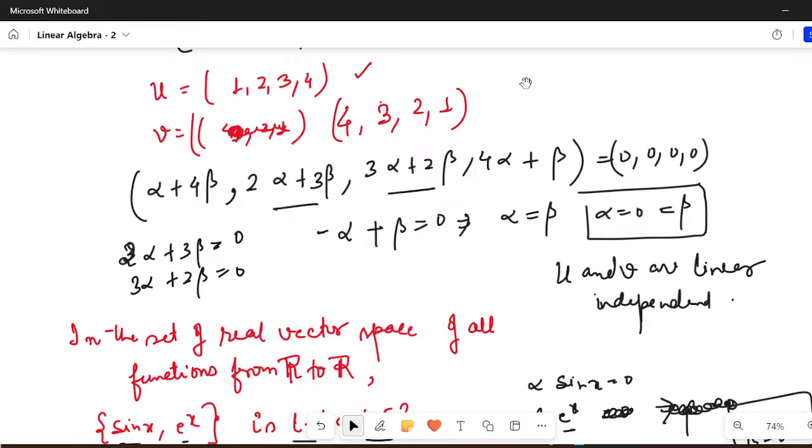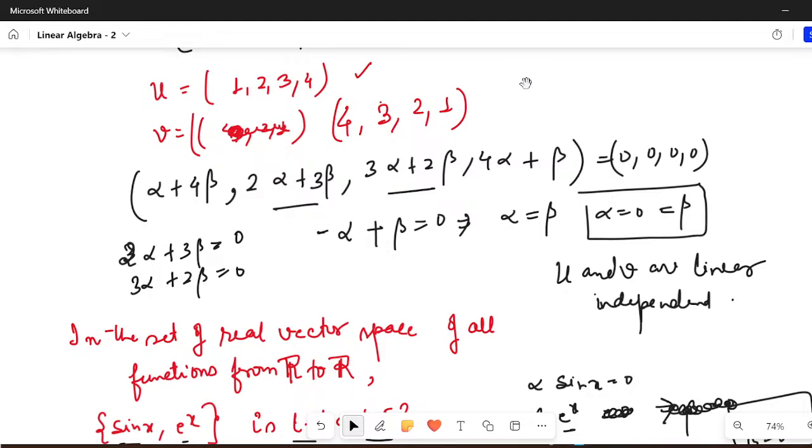If this is not the case, then clearly alpha u plus beta v is equal to 0 implies u is equal to minus beta upon alpha times v. So one can be written as some constant multiple of another. So if this is the case, then we say that these are linearly dependent. If one of the elements can be written as a constant multiple of another element, then it is linearly dependent.